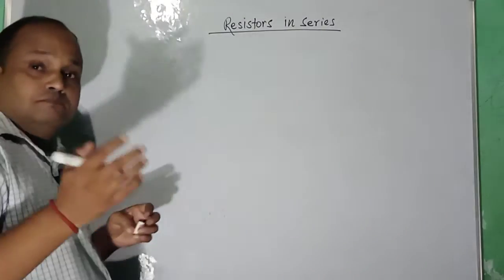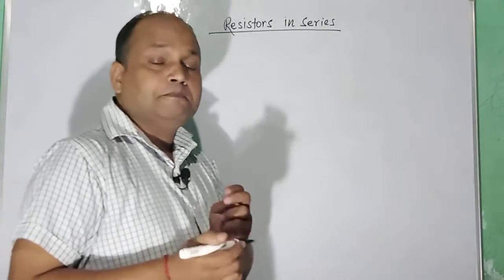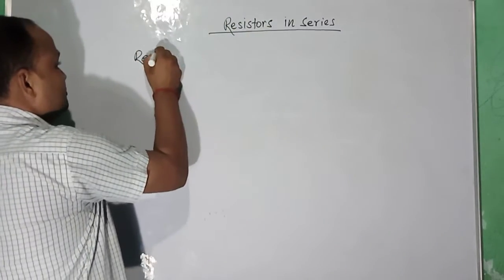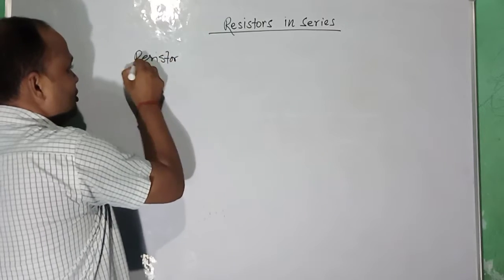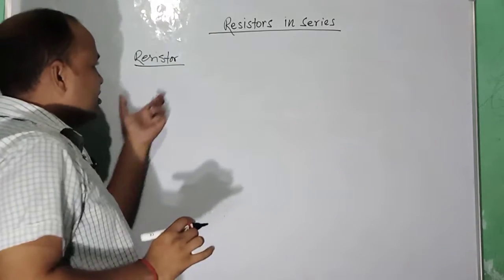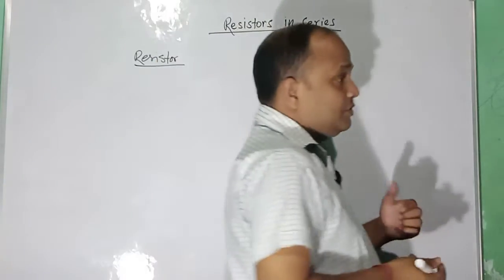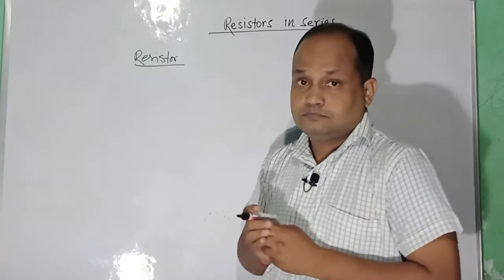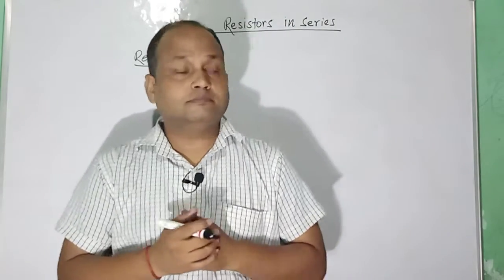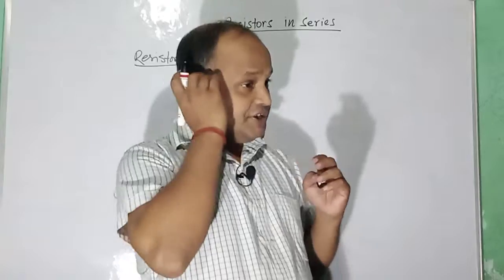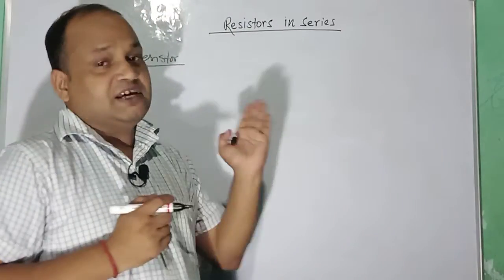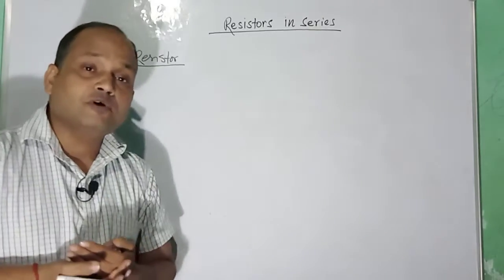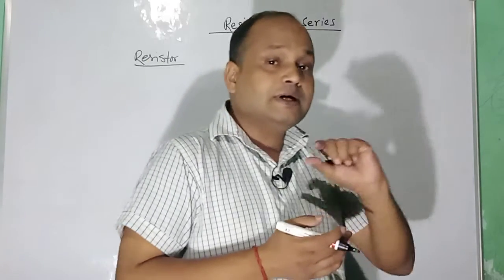Today we are going to deal with a new topic, resistor, combination of resistor. First of all, before knowing combination of resistor, let us know what is a resistor. About resistance you all have studied in previous video. Resistance, the ability of the resistor to oppose the motion of the flow of electron is called resistance.